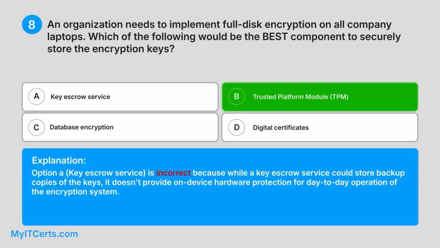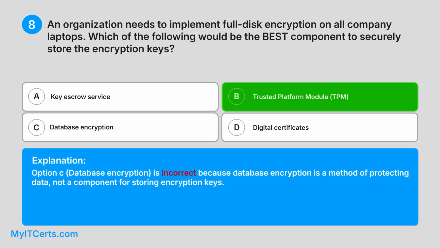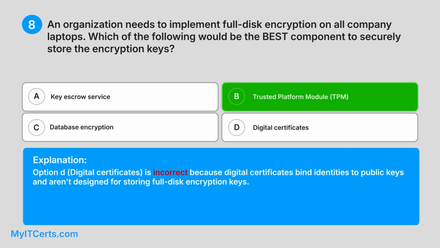Option A, key escrow service, is incorrect because while a key escrow service could store backup copies of the keys, it doesn't provide on-device hardware protection for day-to-day operation of the encryption system. Option C, database encryption, is incorrect because database encryption is a method of protecting data, not a component for storing encryption keys. Option D, digital certificates, is incorrect because digital certificates bind identities to public keys and aren't designed for storing full disk encryption keys.